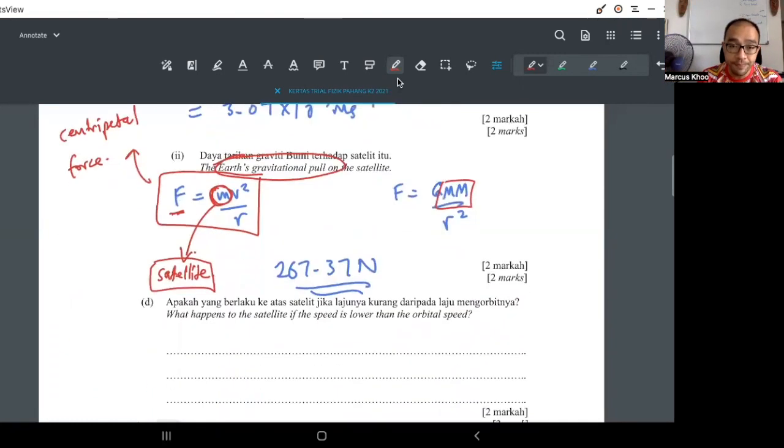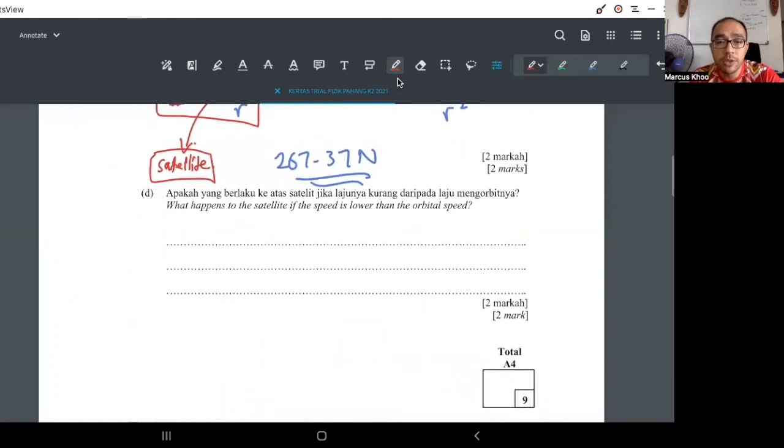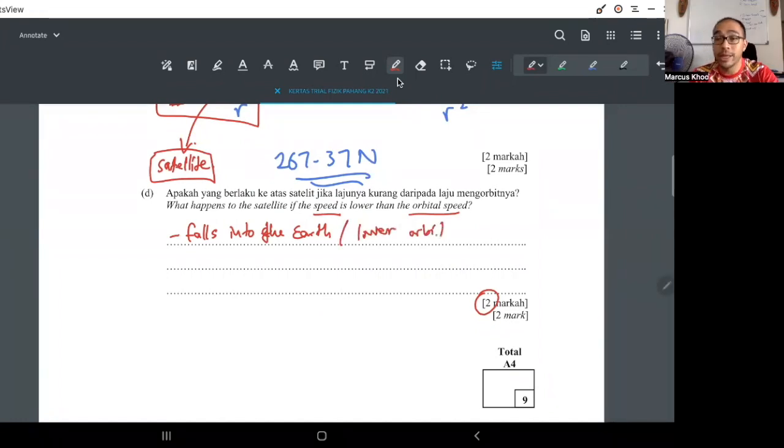All right, so question: what happens to the satellite if the speed is lower than the orbital speed? This is a 2-mark question. The first answer is, it definitely falls into the Earth, because it cannot be less than the orbital speed. If it is less than the orbital speed, it will fall into the Earth or it will fall into a lower orbit. It will go into another orbit.